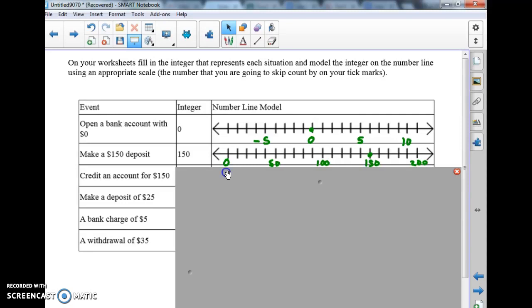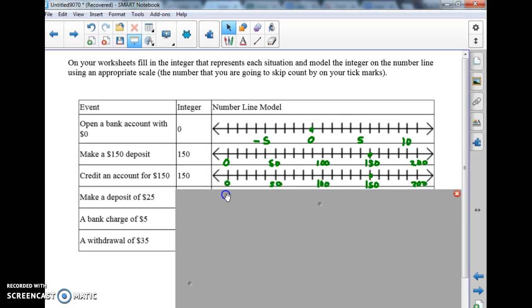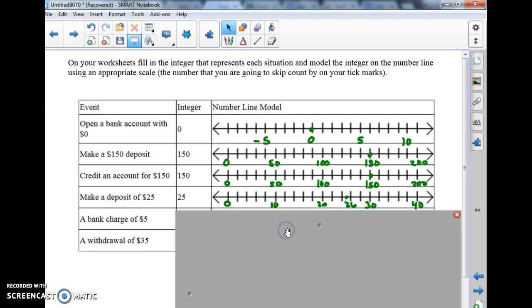Again, credit an account for $150. That's a positive thing, so I just did the same number line I had done above. Making it a positive $25 is a positive integer, so it would be plus 25. And for this one, I chose to do a scale of 2, so I have 0 here, 2, 4, 6, 8, 10, which makes 25 be between 26 and 24. Again, your number line could look different, just as long as you made sure that your scales are equivalent and that you have the number to the right of 0.